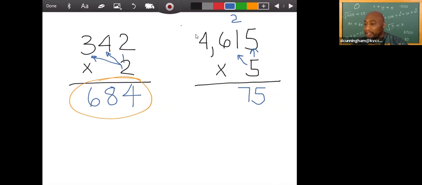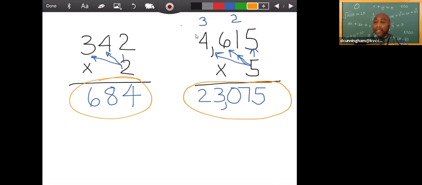Let's do the same thing for the next. We multiply 5 times 6. 5 times 6 is 30. Put down the 0. The 3 will go up. Now we multiply 5 times 4. 5 times 4 is 20. Then we add what's above, which is 3, so it'll be 23. And so in our case, it's 23,075. And that's the product. Notice we carried twice on that particular problem. On the first problem, we had nothing to carry or to put above certain numbers.